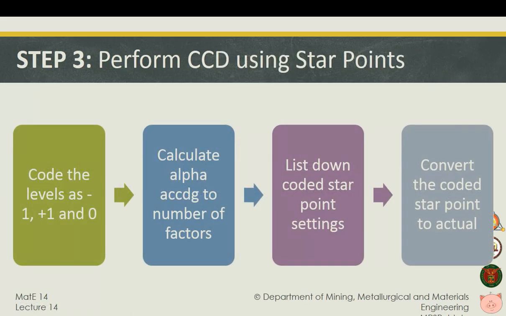To perform CCD using star points, we follow these four steps. First we code the levels as -1, +1, and 0. We already did this when we did the initial investigation and the RSM. The next step is to calculate alpha according to the number of factors. Then after calculating alpha, we list down the coded star point settings. Then we convert those coded star point settings into actual or natural settings.